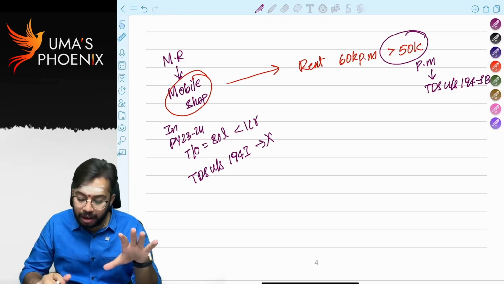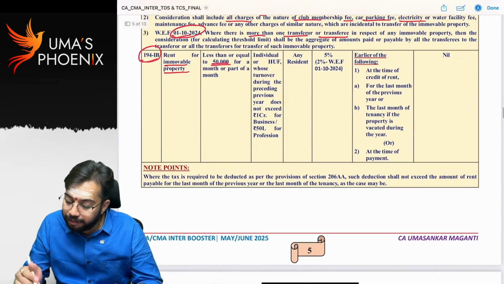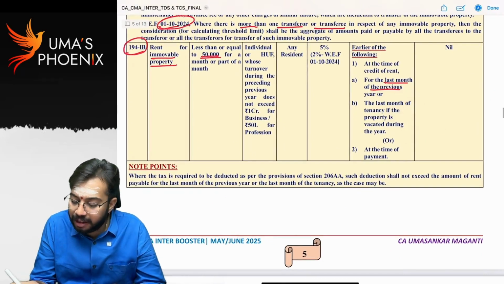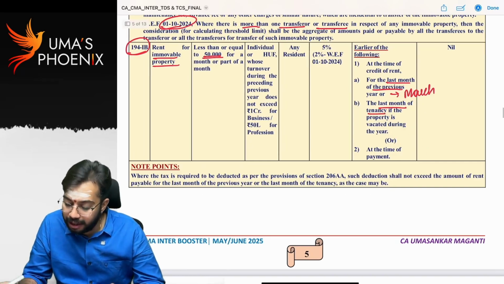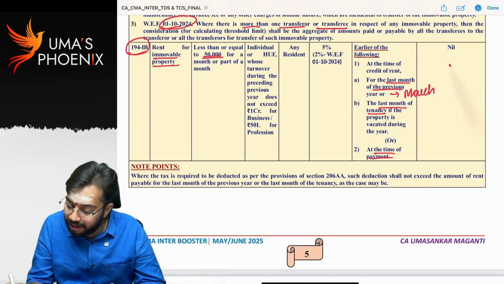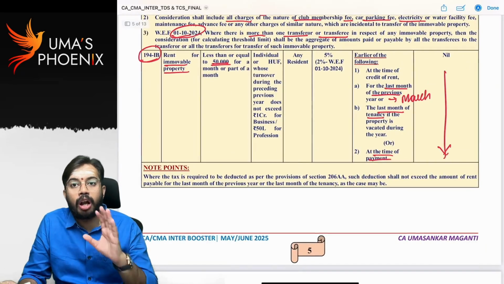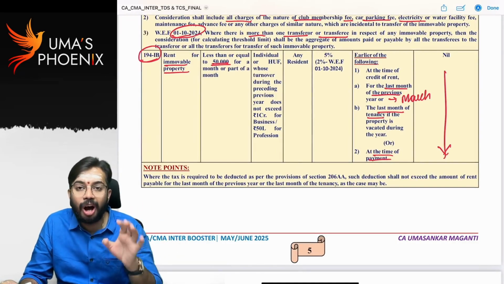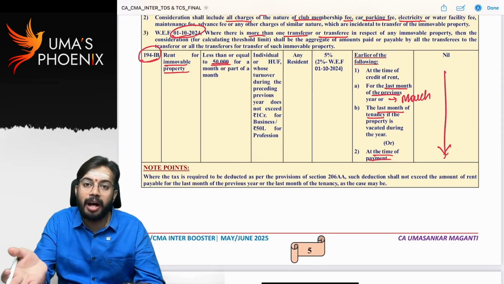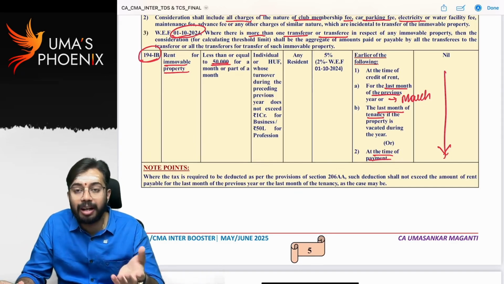So TDS is required to be deducted either in the last month of the previous year, nothing but March, or last month of the tenancy if property is vacated during the year, or at the time of payment, whichever is earlier. That means what? On accrual basis, you have to take last month. That means either March month or the month in which tenant vacates the house property. That is the date, or date of payment of rent for March month, or date of payment of rent for the month in which tenant vacates the house property.